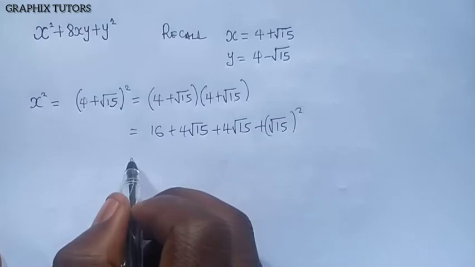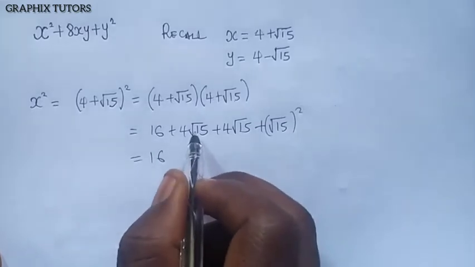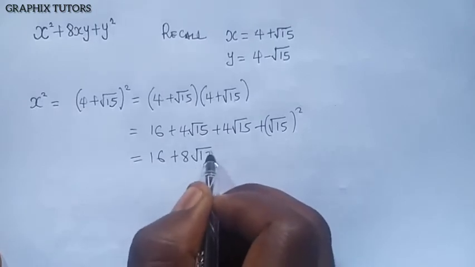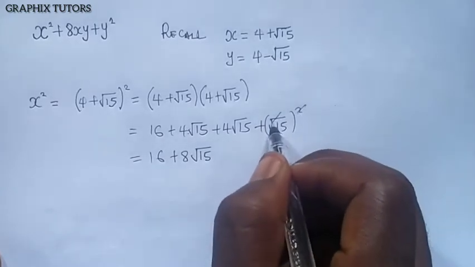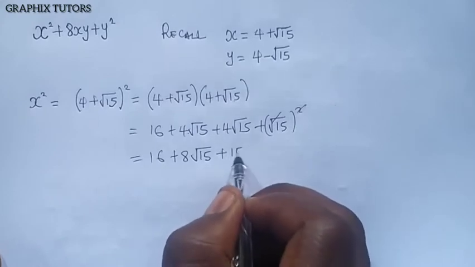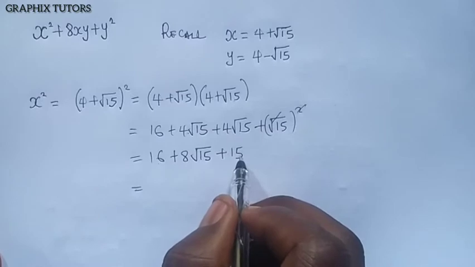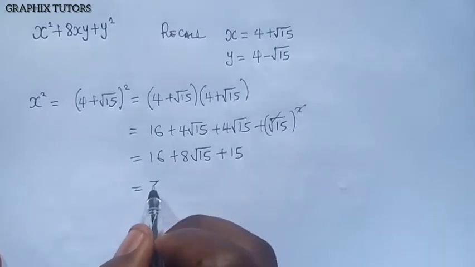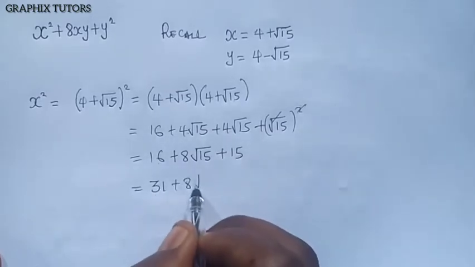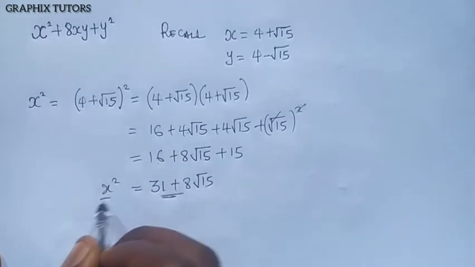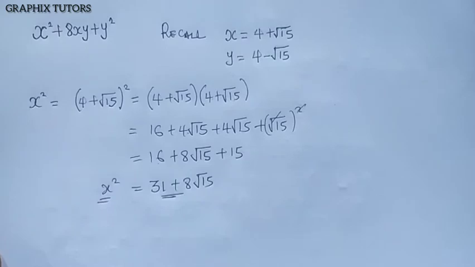So this gives me 16, and 4 root 15 plus 4 root 15 gives 8 root 15. The square cancels the root, and we're left with 15. Now 16 plus 15 is 31. So we have 31 plus 8 root 15 for x squared. So our x squared is this, right? The next one we'll have is 8xy.